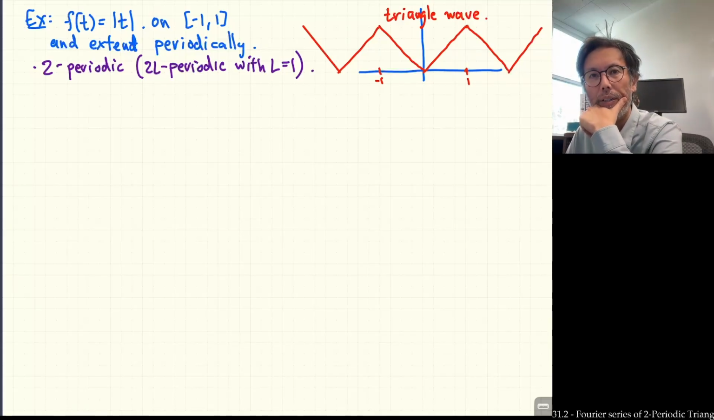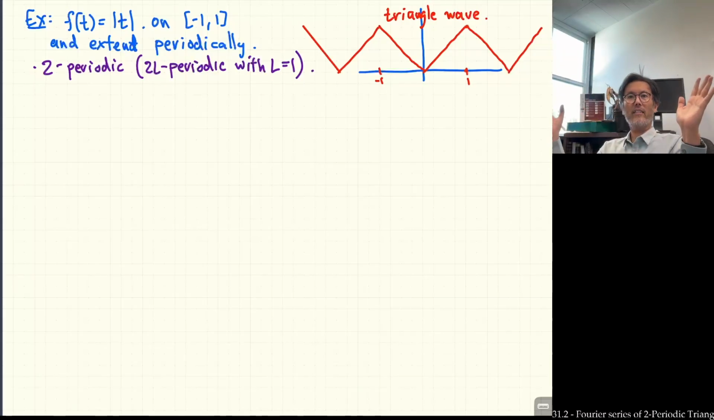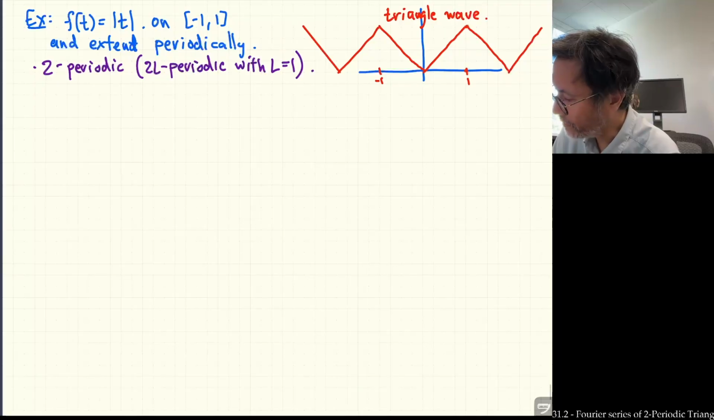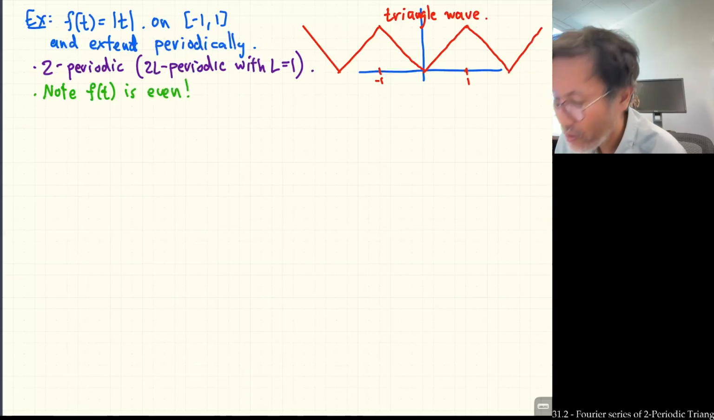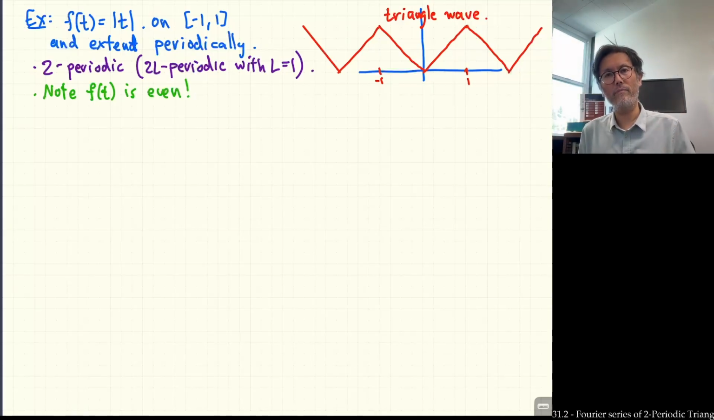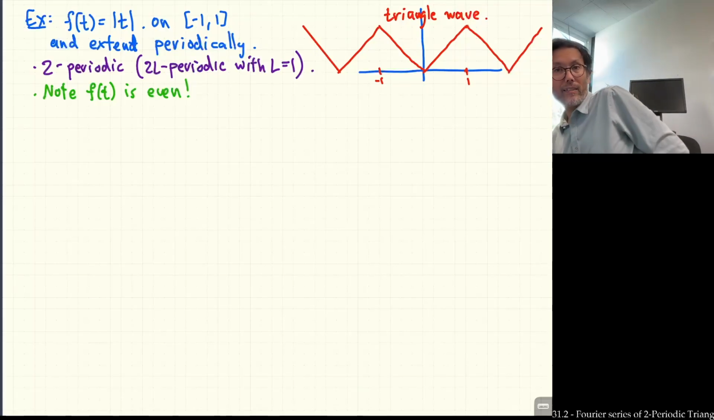Let's think about this triangle wave. The first thing that I want you to observe is that this triangle wave has symmetry. It is symmetric about the y-axis, in this case the vertical axis. If you reflect the triangle wave across that vertical axis, it lands on top of itself. In other words, this thing is even. Note, f of t is even. That's going to be very, very important because it's going to make our computations a lot simpler.